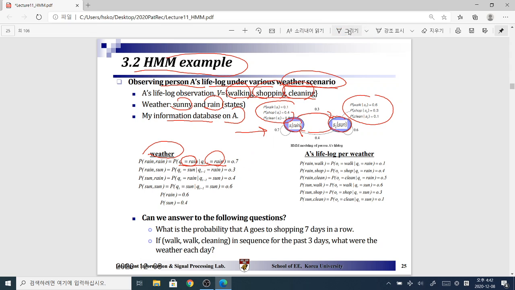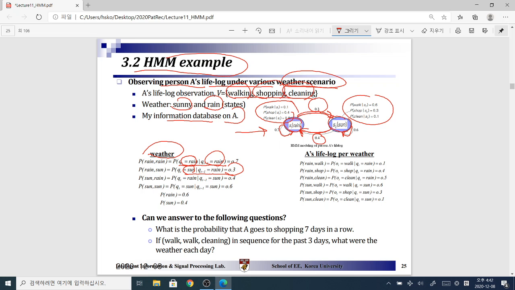And similarly, given rain, the probability of today being sunny would be 0.3 and so forth. So you have this 0.3 and this being 0.4, and the self loop would be 0.7 here for rain, and the self loop for sunny would be 0.6.